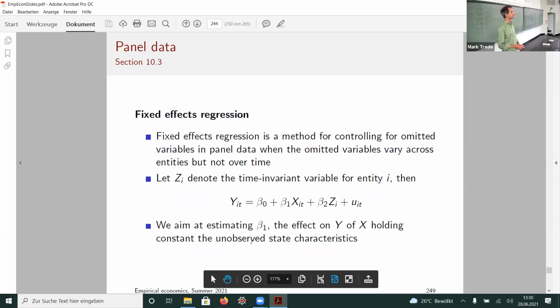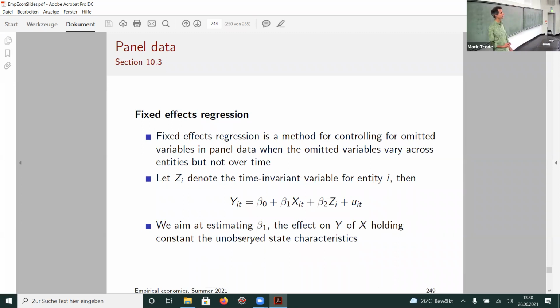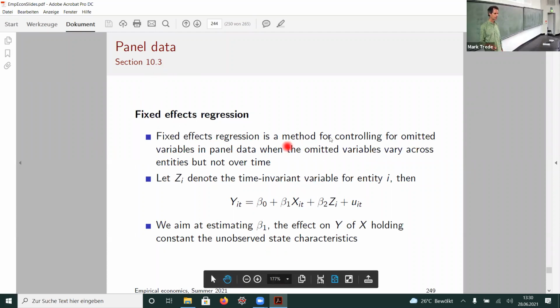Okay, so that's the main idea of what's called the fixed effects panel regression. The main idea is to keep fixed the potentially omitted variables, then look at the differences, and in this way to let all the omitted variables which do not change over time, we call them time invariant, disappear. That's the idea. And it's called fixed effects regression. It's a method for controlling for omitted variables that do not change over time.